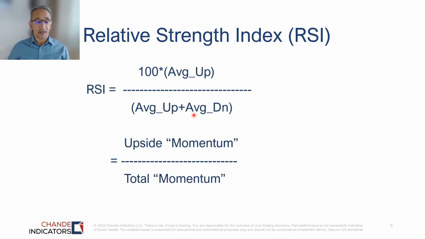So essentially, the RSI is the ratio of the up momentum to the total momentum. So if we have many upside days or large upside bars, we get an RSI closer to 100. And if we get a lot of downside momentum or large downside bars, then we'll get an RSI value closer to 0. So let's see how it looks.